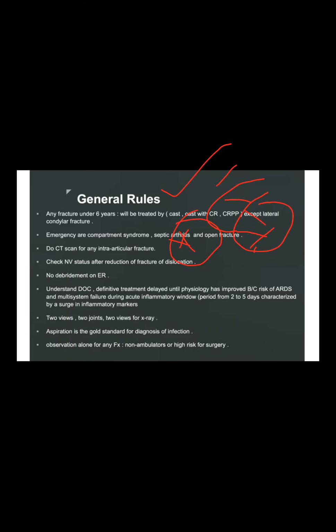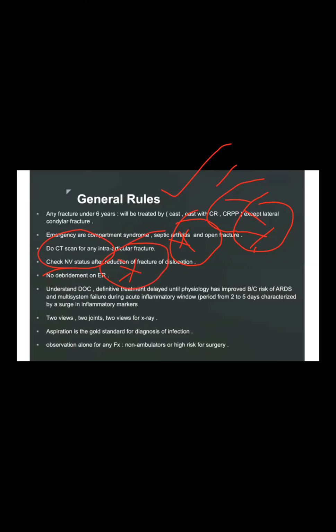Check the NV status. After reduction of a fracture at this location, we have to check this vital structure, the neurovascular status of the patient: nerve function and nerve velocity. So my dear candidates, after reduction of a fracture, we have to check the nerve function, or you can say the functional status. No debridement in emergency: if a patient comes to your hospital after an accident, we can't do debridement. Understand the drug of choice.